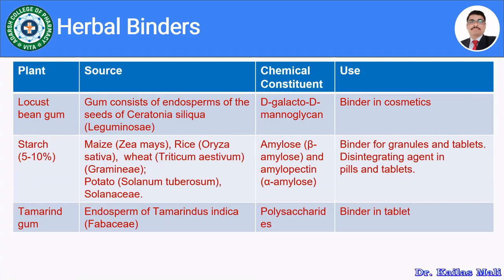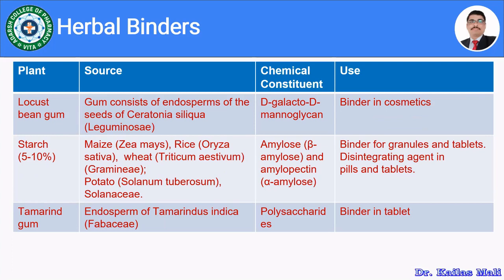This gum consists of the endosperms of the seeds of Ceratonia siliqua belonging to family Leguminosae. It comprises mainly D-galacto-D-mannoglycan, which is going to act as a binder in various cosmetic preparations.